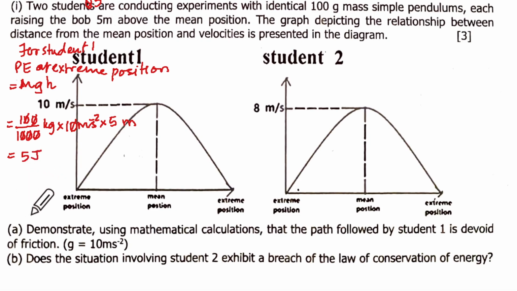Okay. Ma'am, but if this is PE at extreme position, then the height at extreme position would be 0, right? Height at extreme position, this is velocity. You are looking at velocity 0, it is not height 0. This is velocity. The velocity here is 0. Now I am taking the data from here, I'm not looking at the graph. Okay? Yes, ma'am.